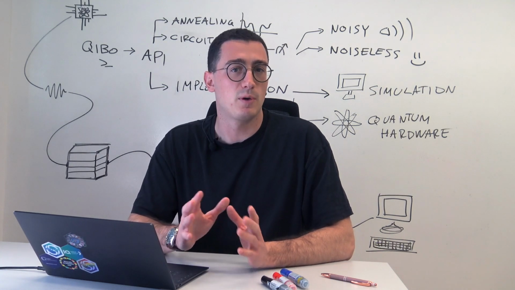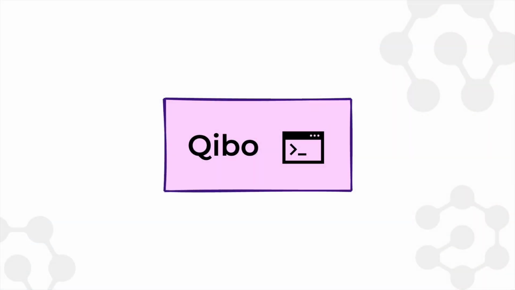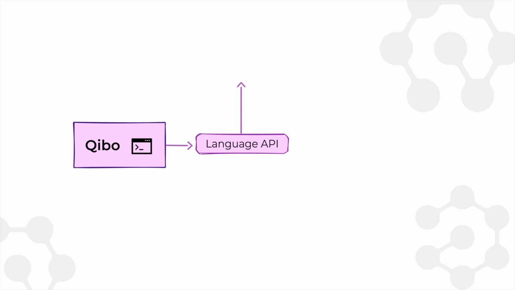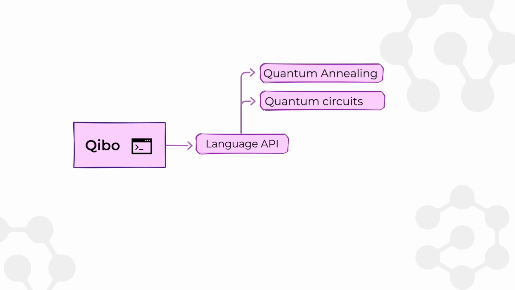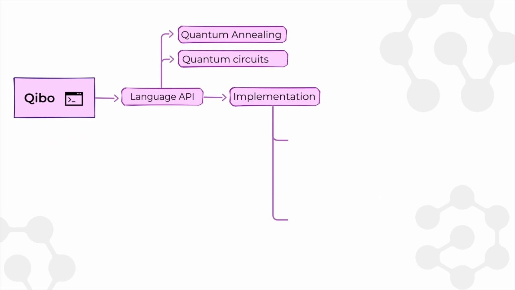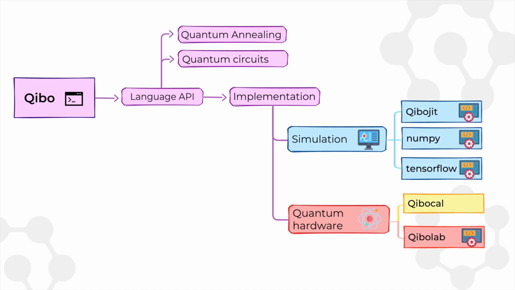Let me give you some more information now about Qibo before starting. Diving into Qibo, we have at first a general language API. And this high-level language can be used for both implementing quantum annealing, so adiabatic computation, and quantum circuits approaches. After the high-level language, we have our own implementation of the algorithms, and then the execution can be deployed on different engines. As you already know, we call these engines backends, and we represent them here with this specific symbol here.